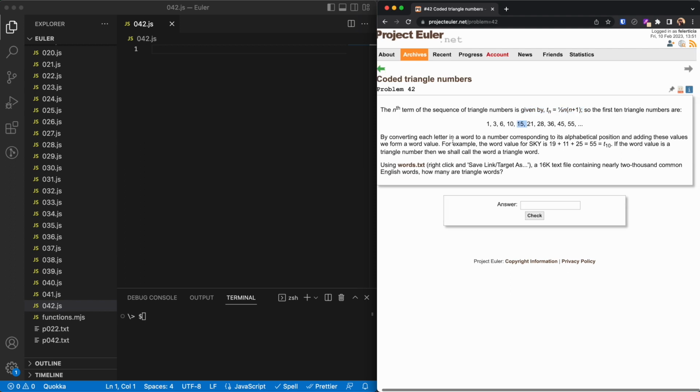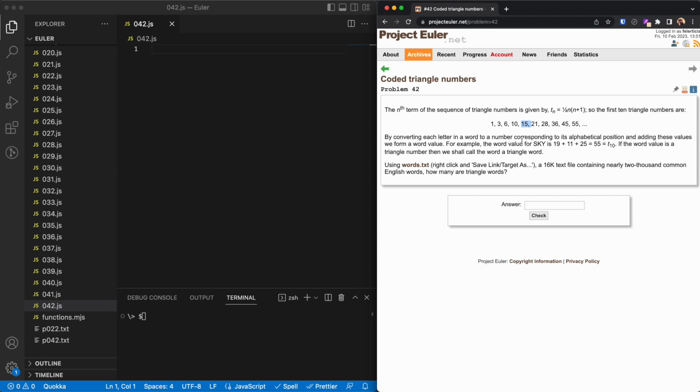By converting each letter in a word to a number corresponding to its alphabetic position, we get a value. For example, the value for sky is the position of S, which is 19, plus the position of K, which is 11, plus the position of Y, which is 25. We add them together and get 55. Putting 55 here, we can find n, which in this case is 10. If the word value is a triangle number, like here, then we call this a triangle word.